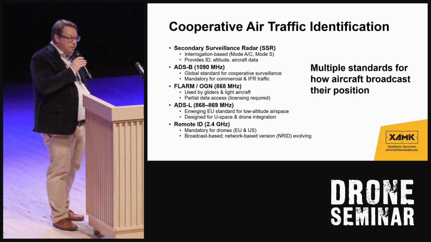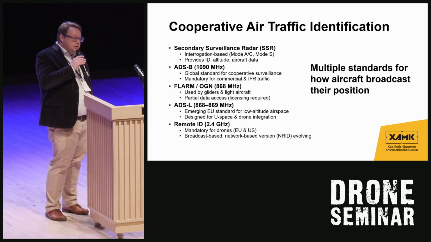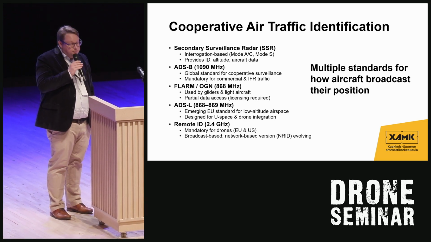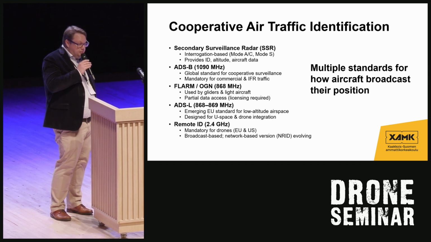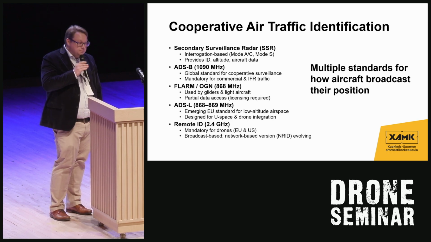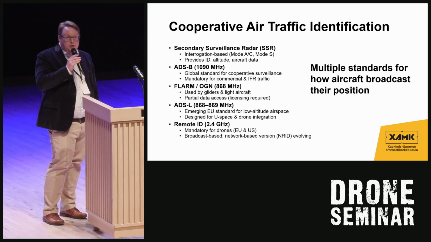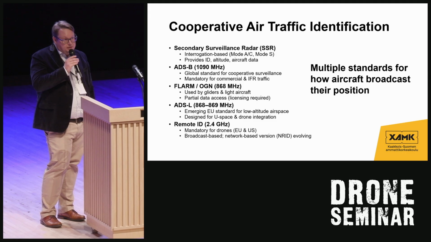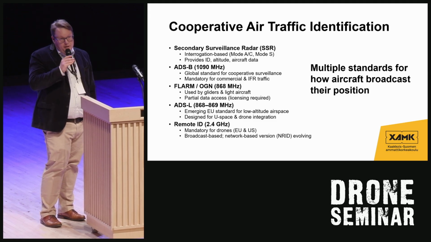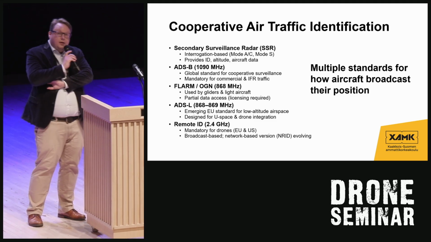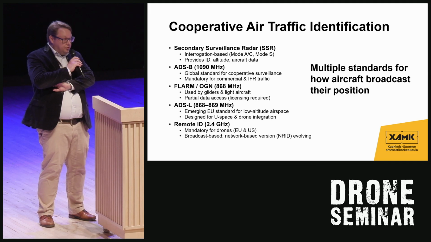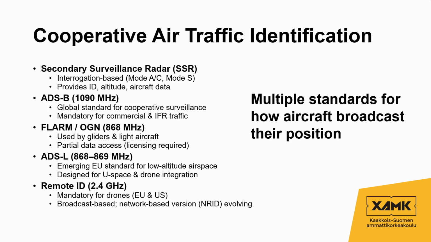Then we have FLARM and the Open Glider Network. This is a technology developed by a private company. It is very widely used with gliders and light aircraft, and it has an alarming function. With FLARM, you can see if another aircraft equipped with FLARM is approaching you, and you get an alarm. So it's a kind of detect-and-avoid system for light aircraft.